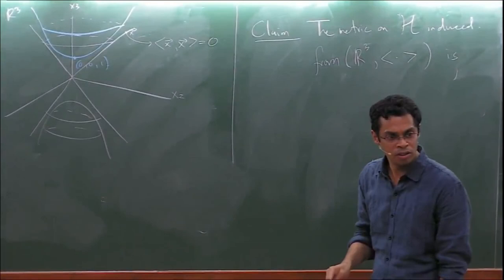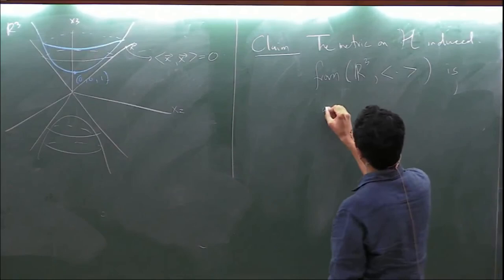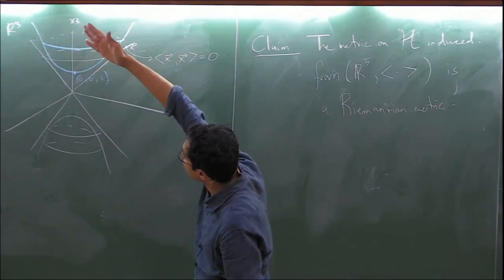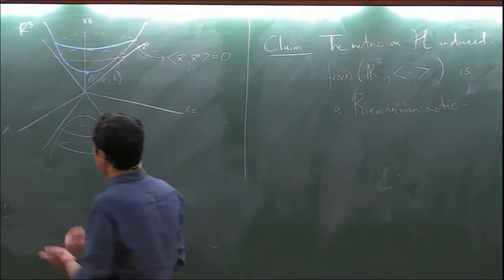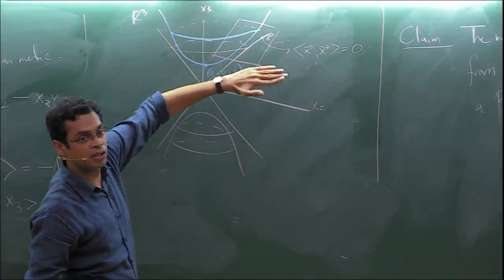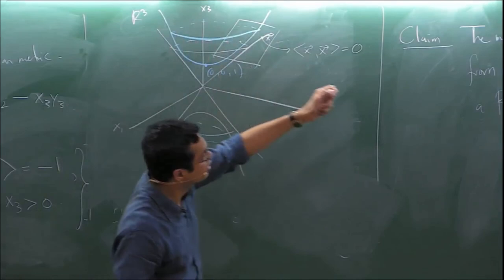is a Riemannian metric. So the first thing to check, of course, is that we started with something which is not a Riemannian metric. If you restrict to this subset, some kind of shape here, and look at the tangent space to any point, then vectors in the tangent space will acquire an inner product just by restriction, restricting the inner product on R3. And this inner product is actually a Riemannian metric.